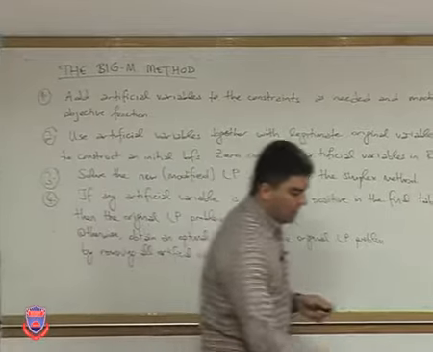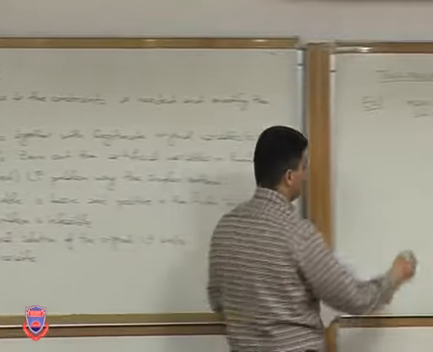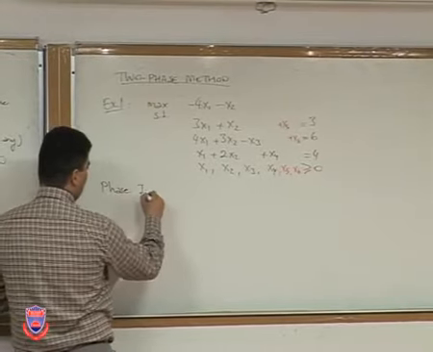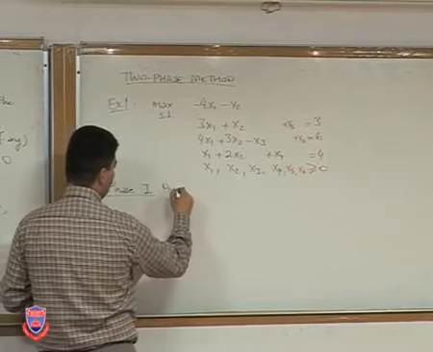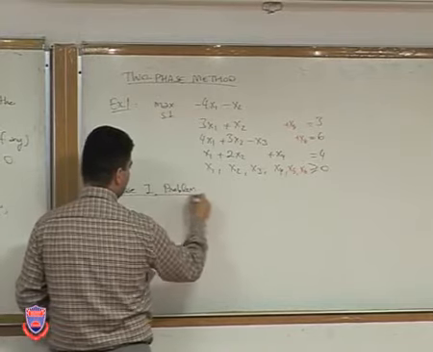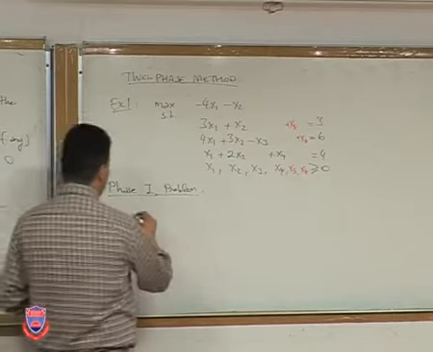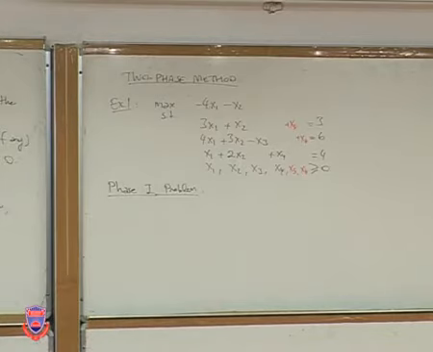Now we're going to do something slightly different. I'm going to solve the problem in two phases. Here is the phase 1 problem. What I'm going to do is the following: in the first step, I'm going to try to find only a feasible solution for the original problem.